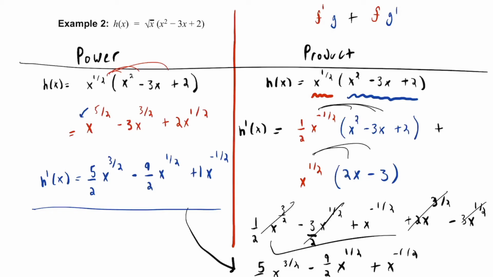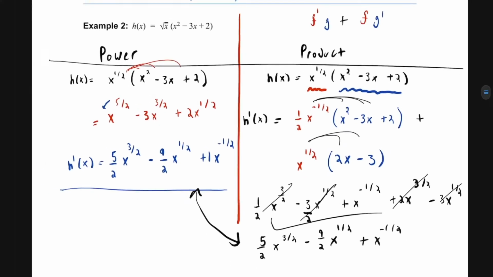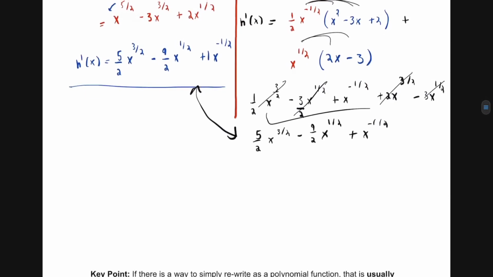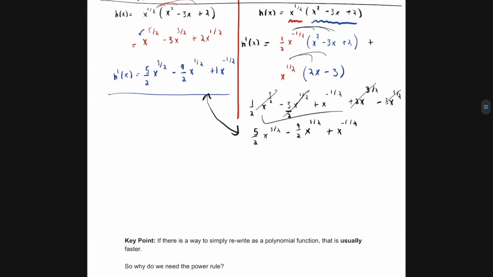Okay, geez. So that was a real pain, right? I wanted you to suffer through that once just to let you know, you don't always have to use the product rule. Key point here: I messed that up a million times. If there is a way to rewrite as a polynomial function and just do the power rule, it's easier and you're less likely to make mistakes. So if you can simplify, do it. If you can simplify and use the power rule, do it.